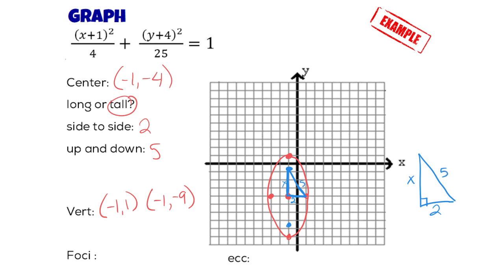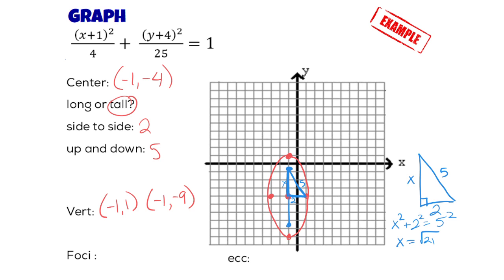And then I'm going to do a little Pythagorean theorem. X squared plus 2 squared equals 5 squared. So that's a 25 minus a 4. X is going to be the square root of 21. So what that means is that I am going up and down the square root of 21 from the center.